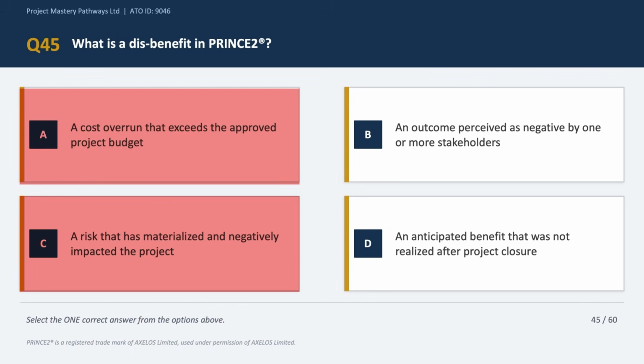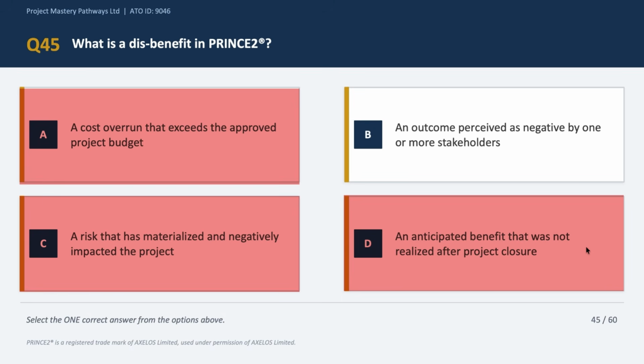Now option D says an anticipated benefit that was not realized. Now that is a missed benefit and not a disbenefit. Okay, very important. Now a disbenefit is something that is actively negative, not just a failure to realize something which could have been positive. Okay, so option D is quite close, but it's an incorrect answer choice. And the correct answer to this question is option B, which is an outcome perceived as negative by one or more stakeholders. Okay, a disbenefit is really, if you think about it, the opposite of a benefit.